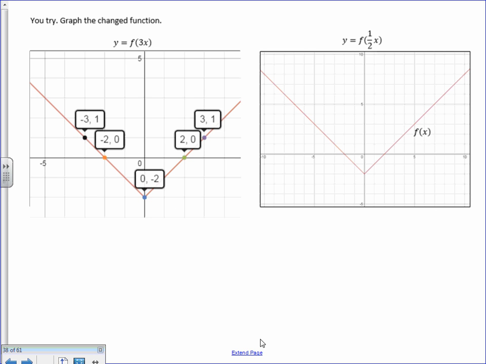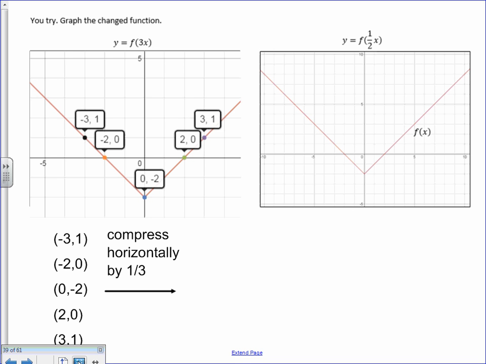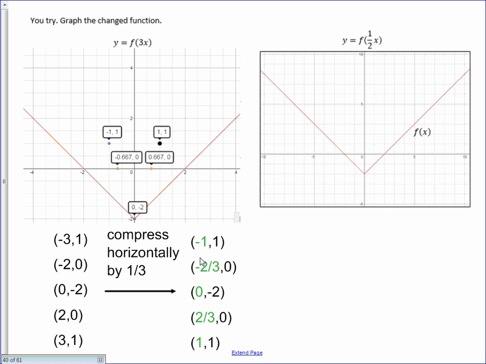So I labeled these as my key points. They show me the shape of the graph. And now I'm going to write my key points down. So I've got my key points down. And now the 3 times x, what that does is it compresses horizontally by a factor of 1/3. So the reciprocal of 3. So with each of these points, I need to compress them horizontally by a factor of 1/3. So I take each of the x values and multiply them by 1/3 to get the new position of the point. So I take -3 times 1/3 to get -1. I take -2 times 1/3 to get -2/3, and so on and so forth.